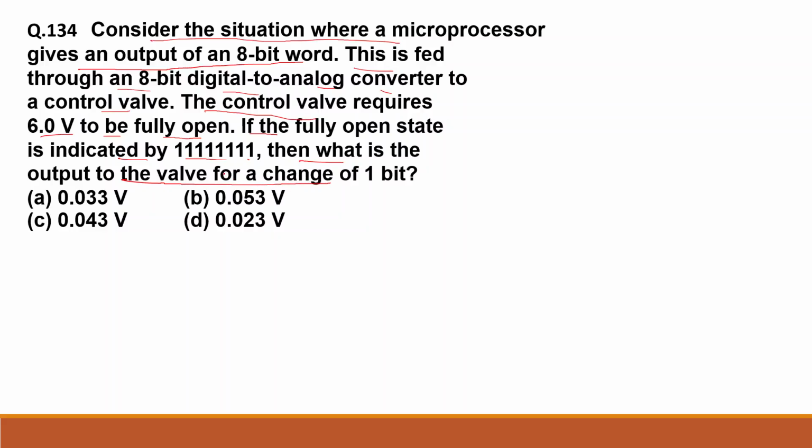This question is very lengthy, so I will tell you a simple formula so that you can easily solve this one. The full scale output voltage of 6 volt will be divided into 2 to the power 8 intervals. So we take the output voltage divided by the number of intervals.